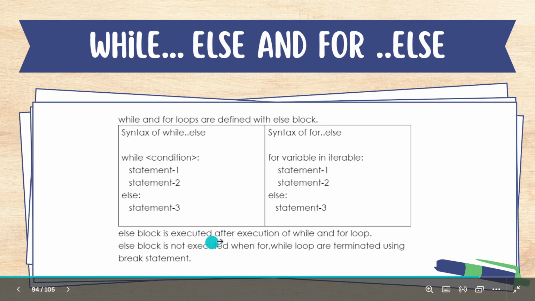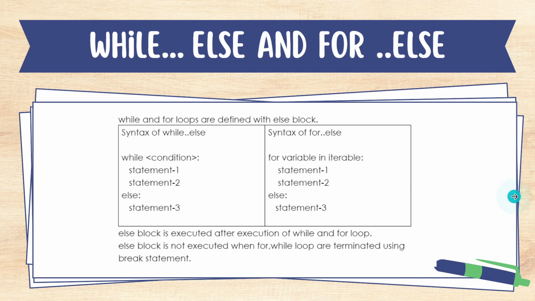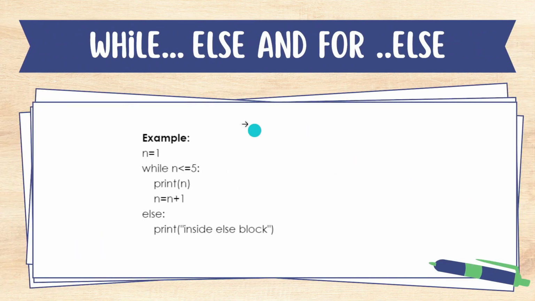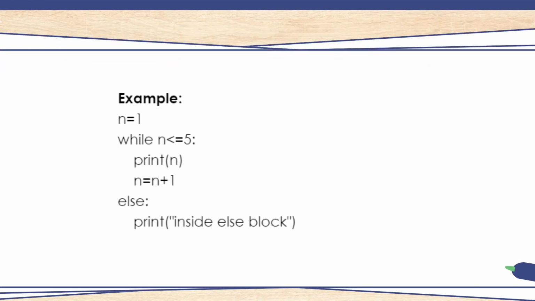The else block is executed after execution of while and for. The else block is not executed when the for loop or while loop is terminated using a break statement. So whenever the while loop or for loop is terminated by the break statement, the else will not execute. Okay, see the example. What will be the output of this code? Can anyone tell me?